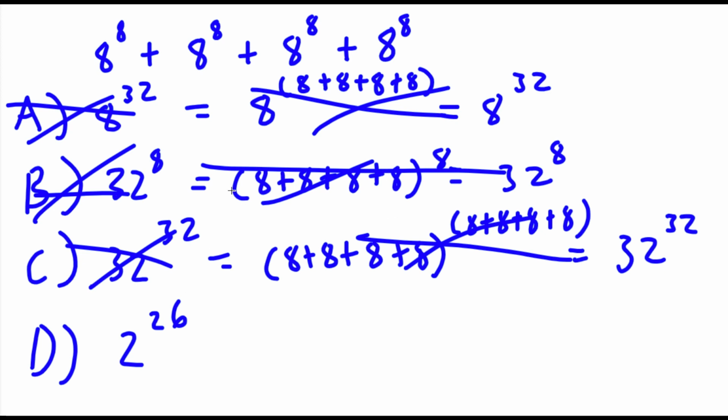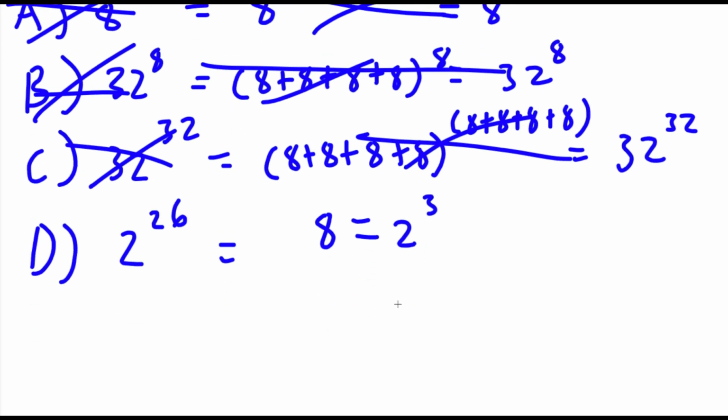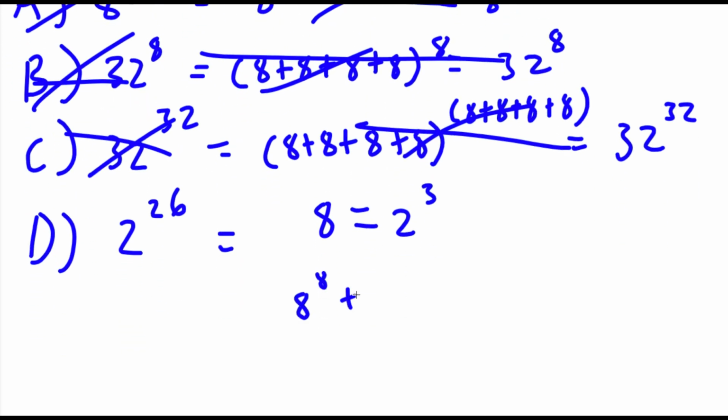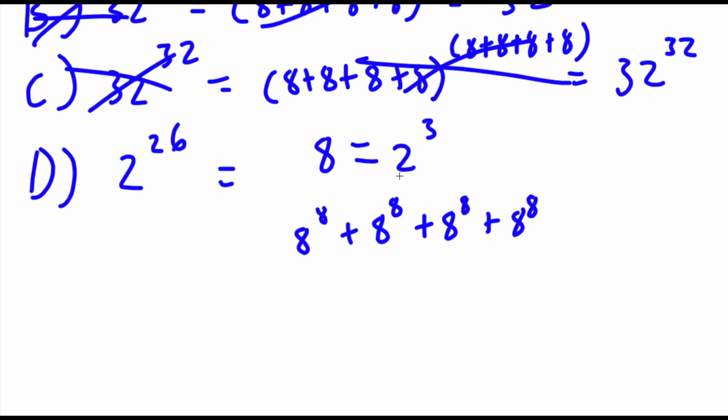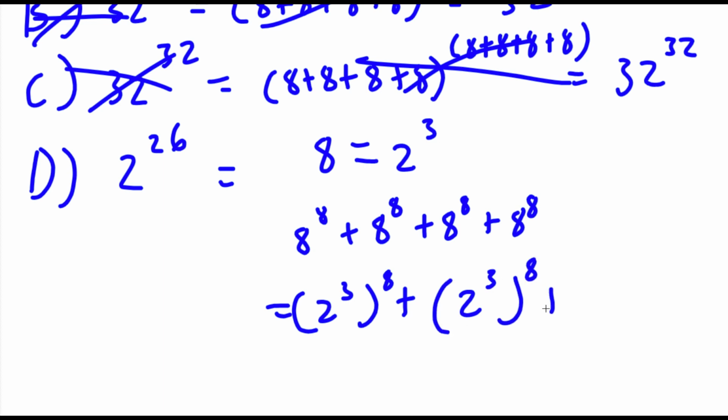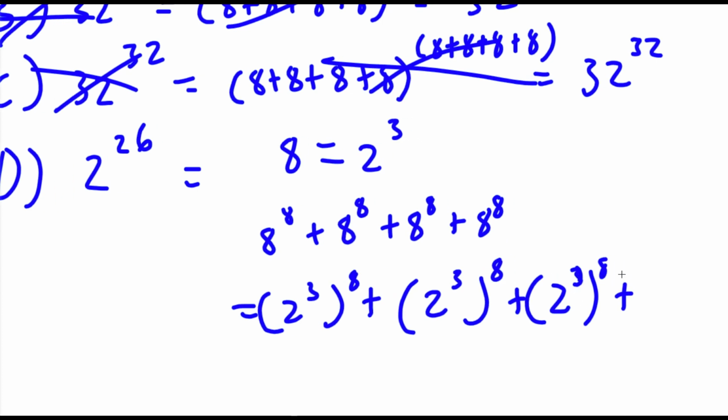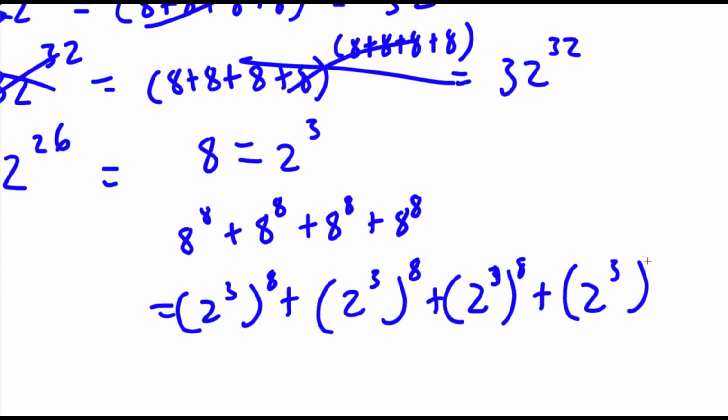Finally, for D, which is actually the right answer, they first started with, well, 8. This is the same thing as 2 to the power of 3, right? So we have 8 to the power of 8 plus 8 to the power of 8 plus 8 to the power of 8 plus 8 to the power of 8. And now if I substitute in 2 to the power of 3, I get 2 to the power of 3 to the power of 8 plus 2 to the power of 3 to the power of 8 plus 2 to the power of 3 to the power of 8 plus 2 to the power of 3 to the power of 8.